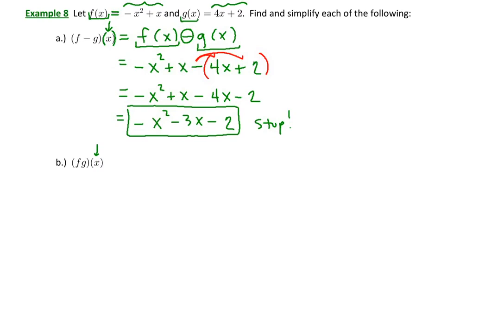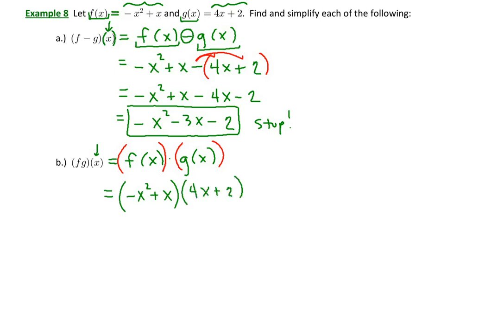We want to evaluate f times g of x. Remember, this condensed notation means we're multiplying the function f of x times the function g of x. Now let's be a little more proactive on this problem than the previous one and recognize both f and g have more than one term, so it's going to be necessary for us to keep those rules together in a set of parentheses. So as we did on the previous problem, we're going to replace f of x with its function rule, negative x squared plus x, and we're going to replace g of x with its function rule, which is 4x plus 2.